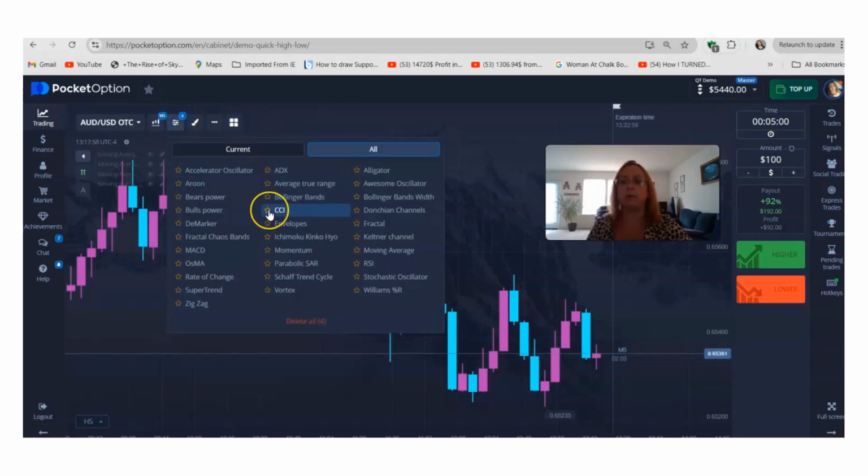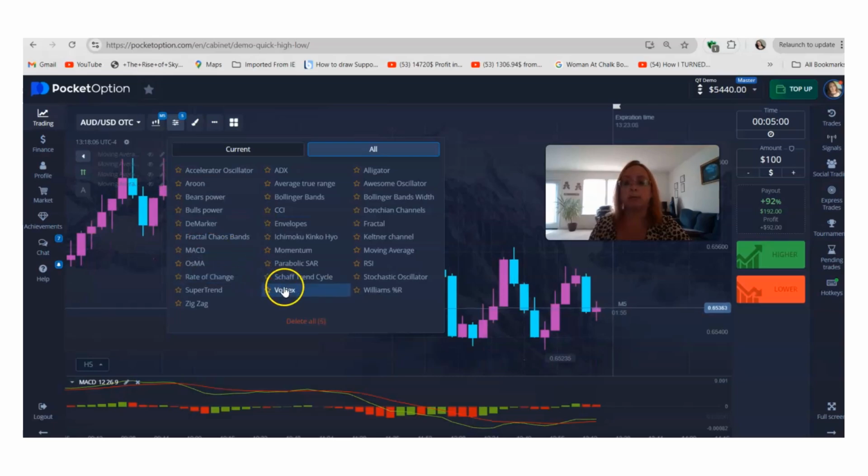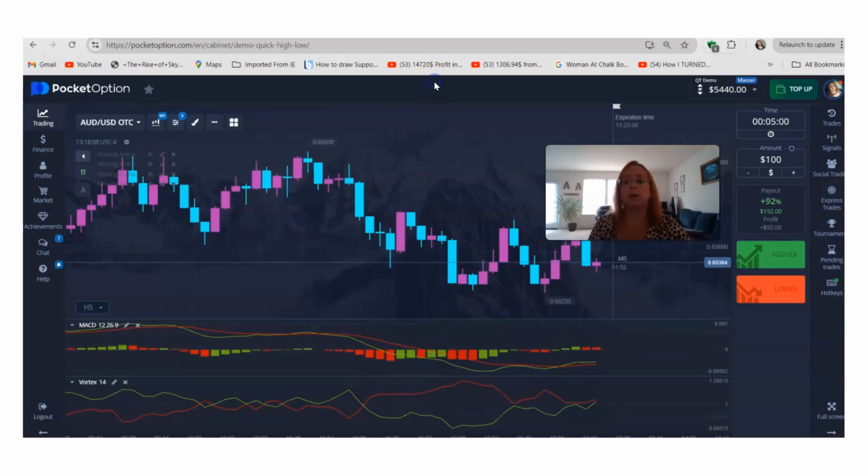For the indicators, we're only using two, which is why I said it's very beginner and user friendly. We're going to use the MACD and we're going to be using the vortex. Very simple, and I like it because there's not a whole lot of jumbled up mess in your chart, so you can pay attention to what the chart looks like, and all the indicators are down under here.